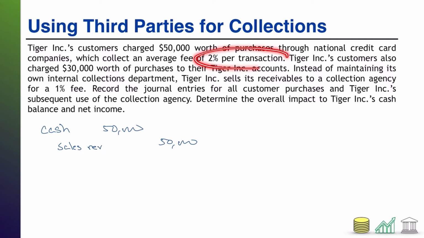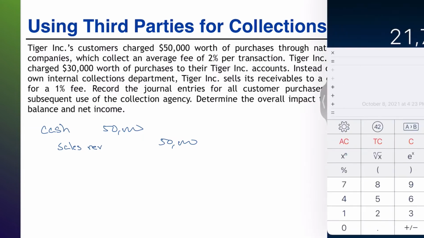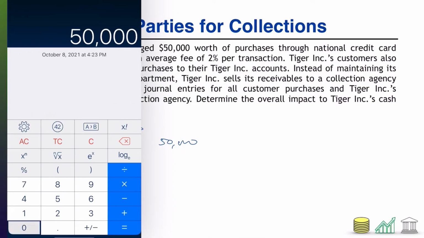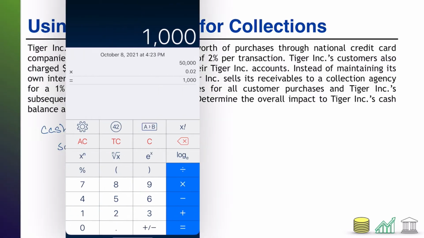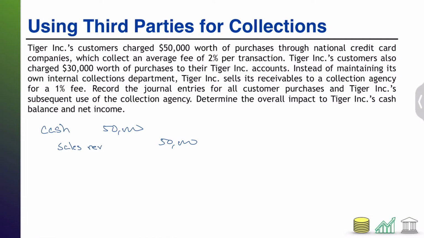However, those national credit card companies are charging a 2% fee per transaction. So what this ends up doing, if we pull up my calculator, we've got $50,000 times 2% works out to $1,000. Tiger Inc. is actually going to incur a cost of $1,000 in the form of a service fee for these collections. How are they going to pay it? Well, the national credit card companies simply aren't going to give them that portion of the money. And so this is the actual journal entry when using the national credit card service.